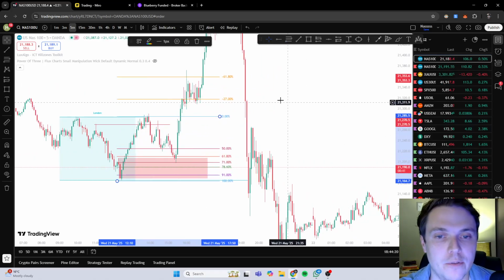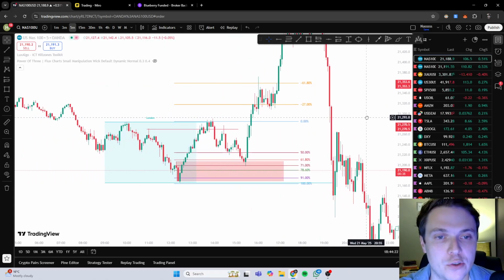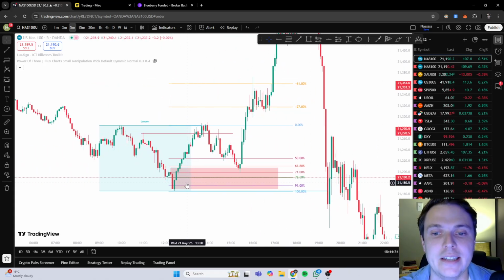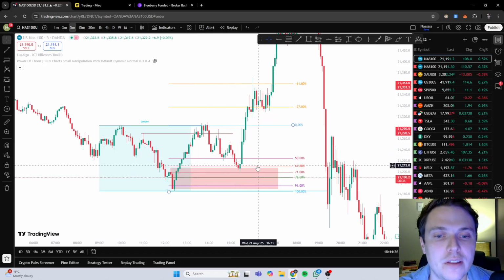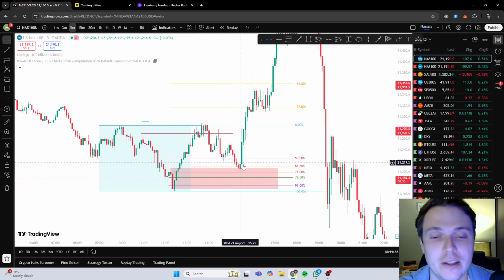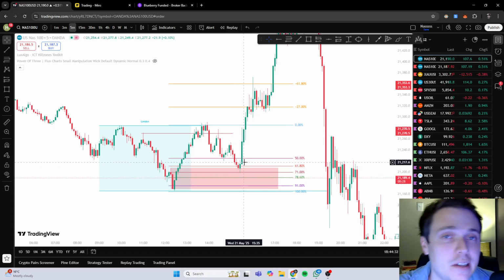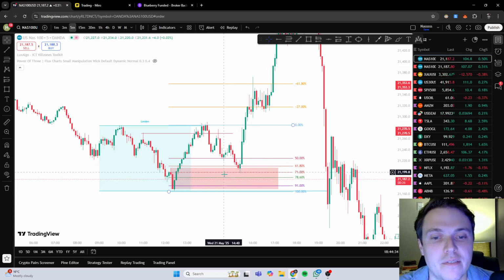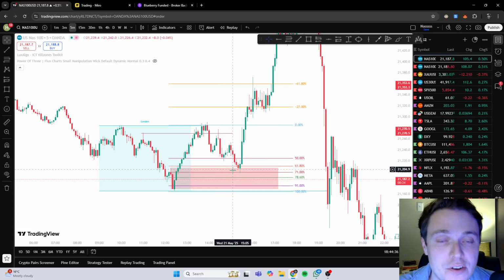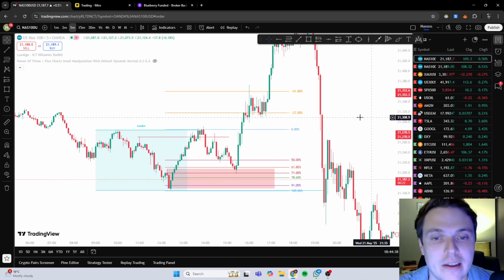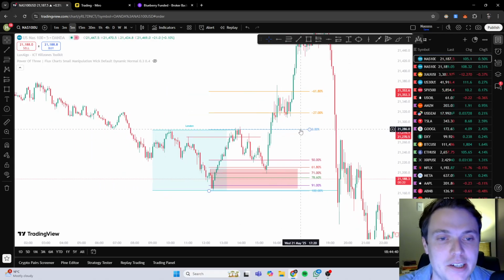Let me just zoom in for those people that are on smaller screens. You can see that it even went down into this, I like to call it the kill zone, the 61 to 78 zone. Anything close to the 61, 71 and the 78 on the fib is an important point of interest for you to take a trade in. Just giving that extra confirmation.